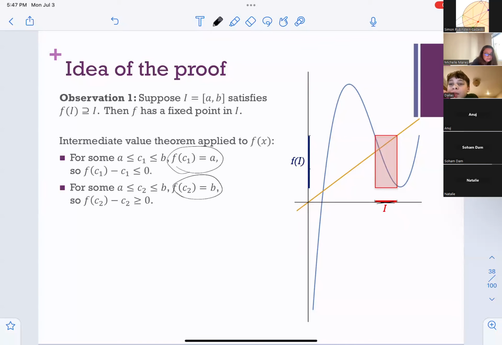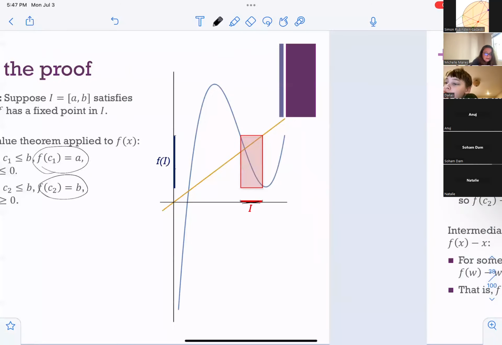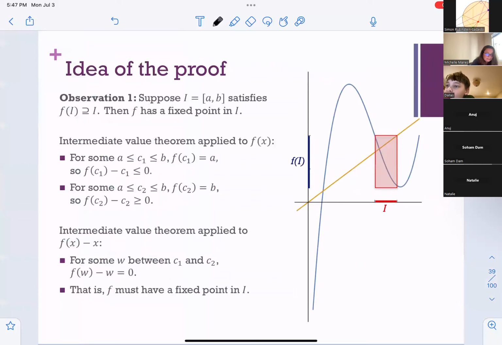So I have some C2 where f of C2 minus C2 is bigger or equal to 0. And then the intermediate value theorem basically says that somewhere between C1 and C2, something is a root of f of w minus w equals 0. And that's exactly what it means to be a fixed point. So the first observation just says, if the image of my interval covers my interval, then somewhere inside I have a fixed point.